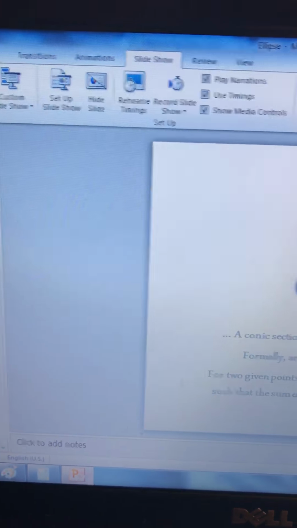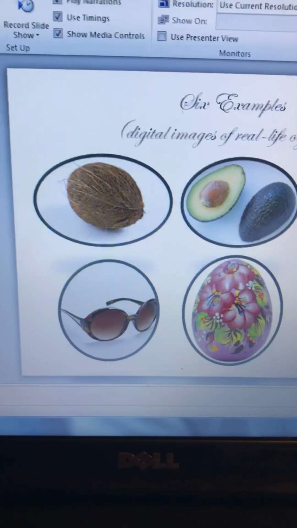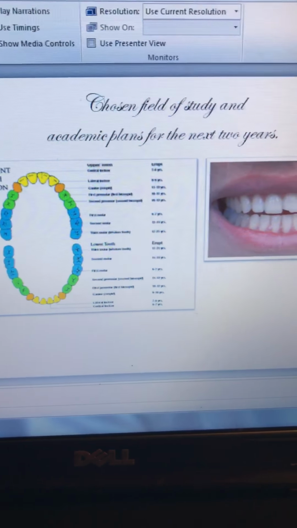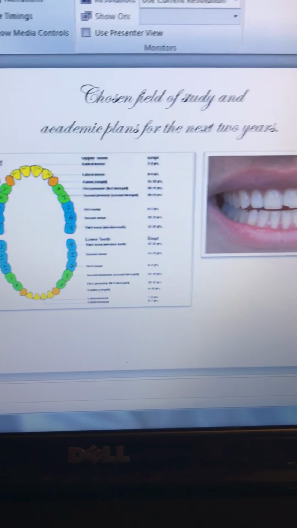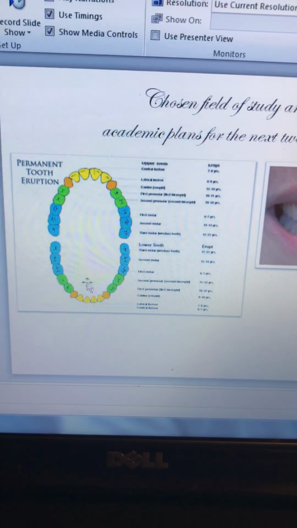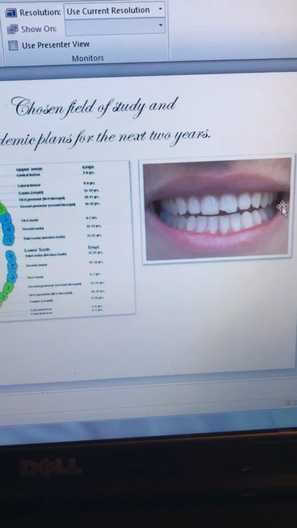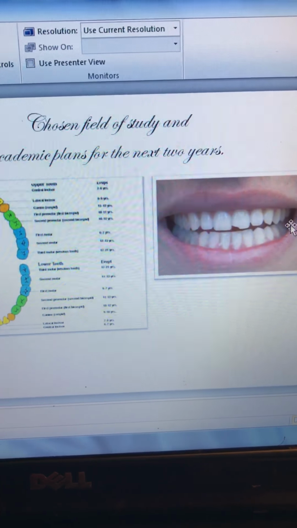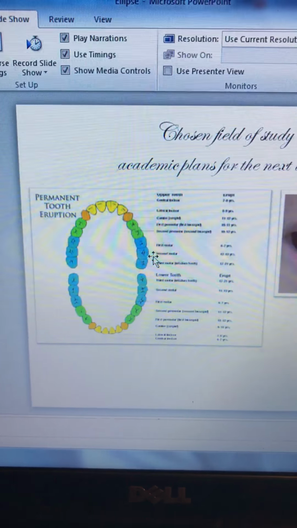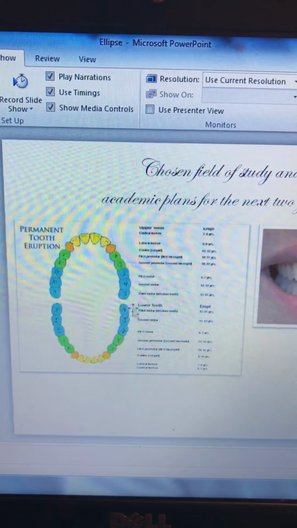All right, and then I'm going back here to my slideshow. My chosen field of study is dentistry, and I thought this was pretty cool because I found more ellipses. I plan to study dentistry and do all of my prerequisites so that I can go into dental school. So far I'm about halfway through. I will probably major in some type of science, maybe biology.